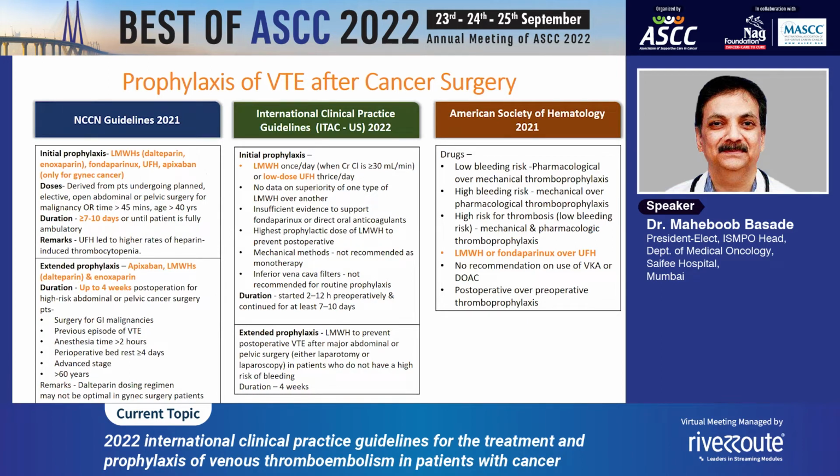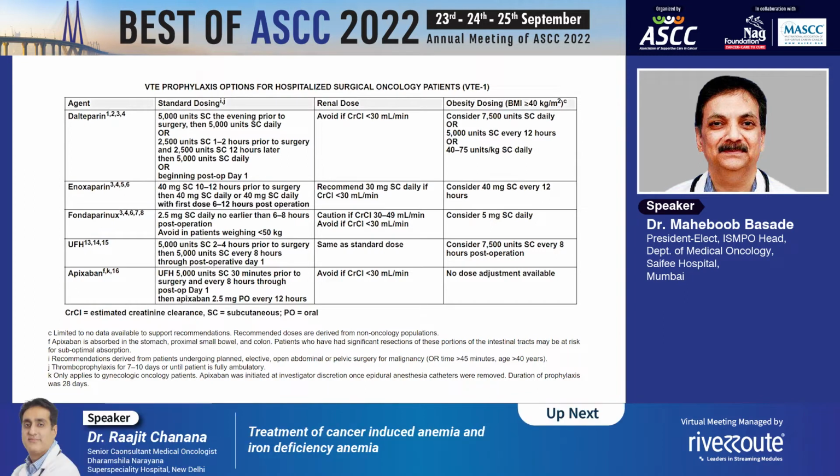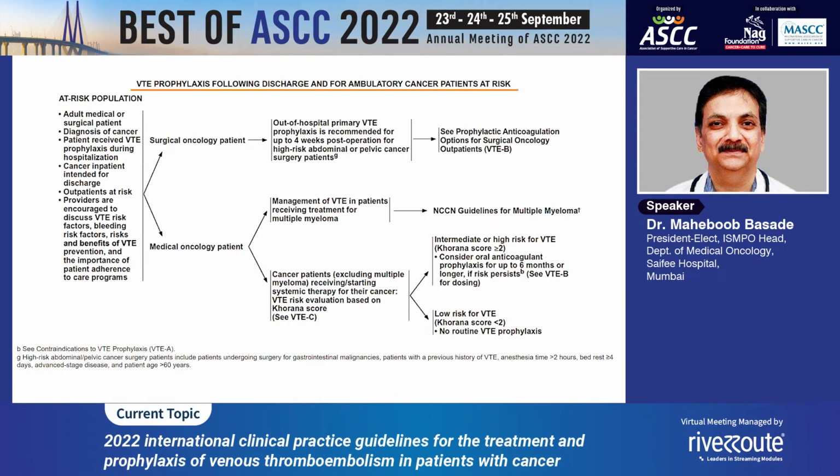Patients can also receive low dose unfractionated heparin three times a day, provided they have some renal failure. There is no data on oral anticoagulants in this setting. So the drugs that can be used for prophylaxis before the surgery are dalteparin, enoxaparin, and fondaparinux. But the most important thing is that the creatinine has to be normal, or the creatinine clearance should be above 30. If it is below 30, it is contraindicated.